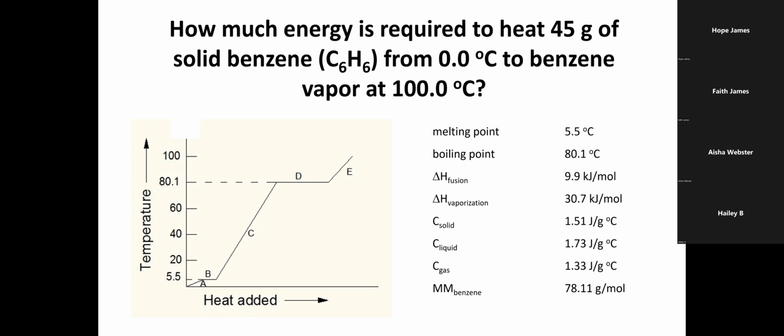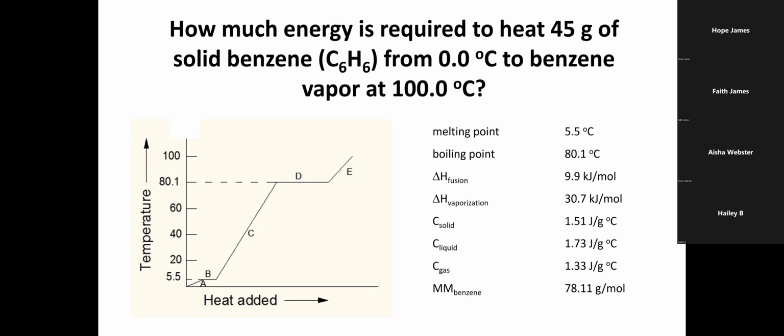So let's look at the question and see how it relates to what we've been talking about. How much energy is required to heat 45 grams of solid benzene, the formula of that is C6H6, from 0.0 degrees Celsius all the way up to benzene vapor at 100.0 degrees Celsius? Our graph does start at 0. The temperature at the bottom is 0 degrees Celsius. So you want to heat that material from 0 up to 100.